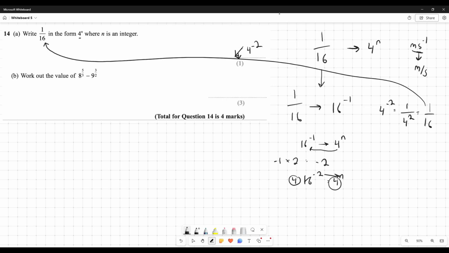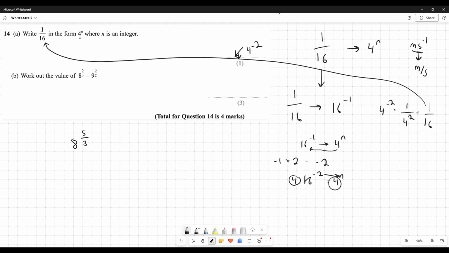So it's a bit tricky to see what form you need to get it in, but once you practice, it'll be quite quick to do that. So 4 marks would be 4 minutes. So we've spent about a minute on that. So 14b. Write the value of 8 to the power of 5 over 3 minus 9 to the power of 3 over 2. So what we would do here is we would do these two as separate parts.